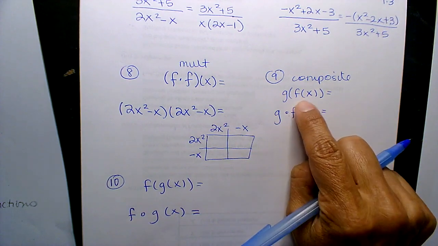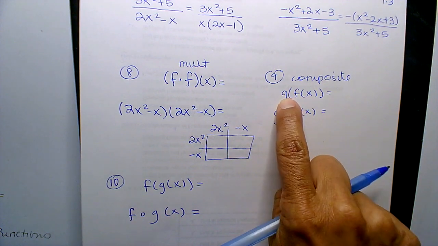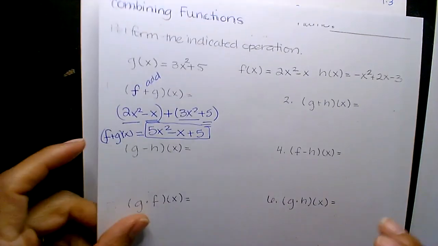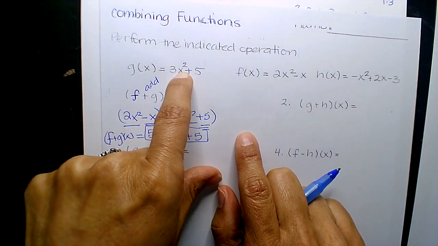G of f of x means I'm putting the function f into g. So you're going to look at the g function, which is 3x squared plus 5. You're going to substitute into that x.